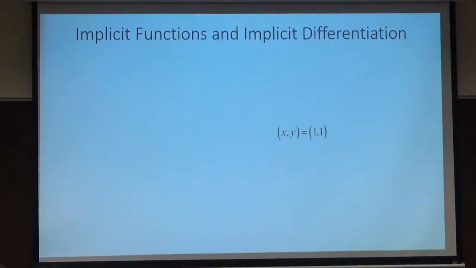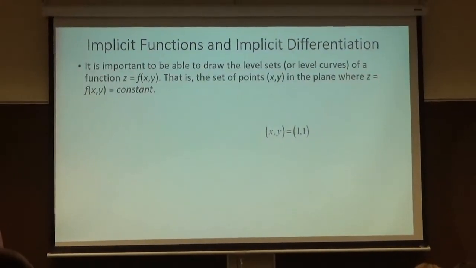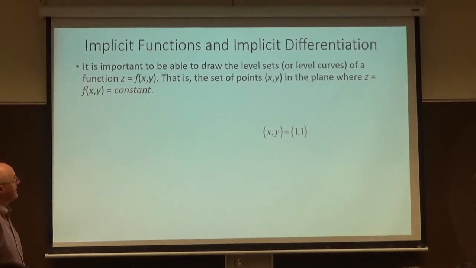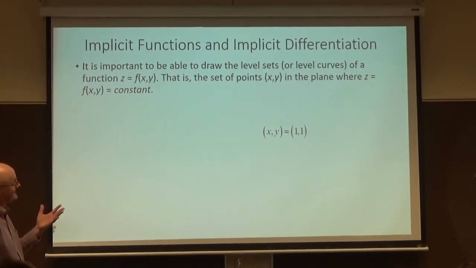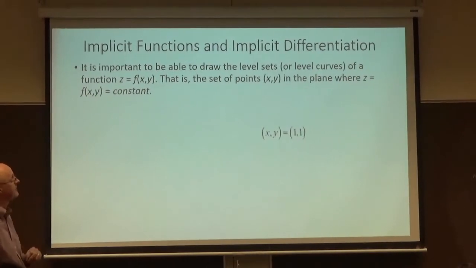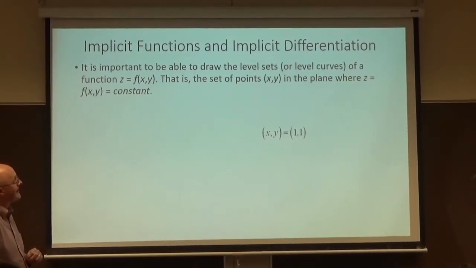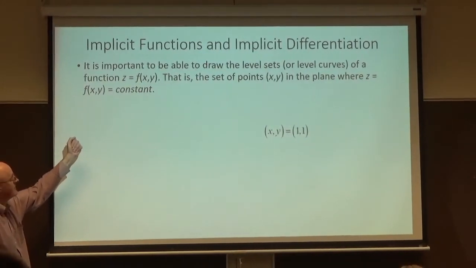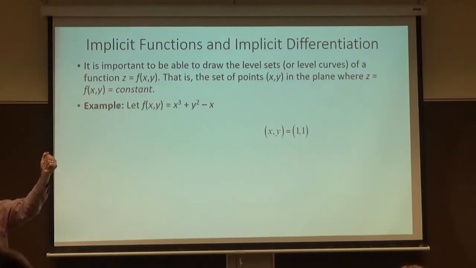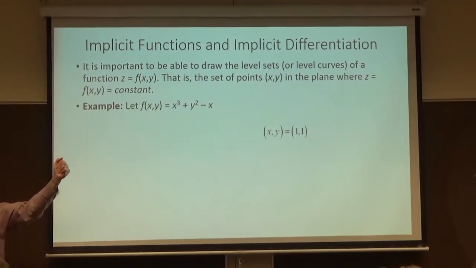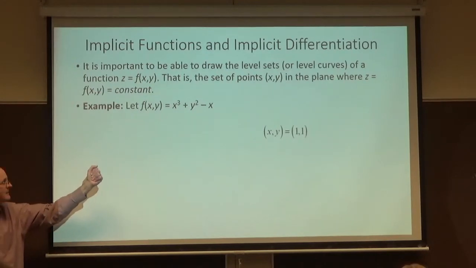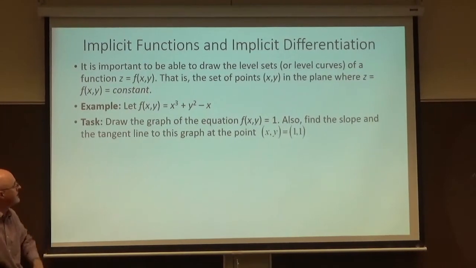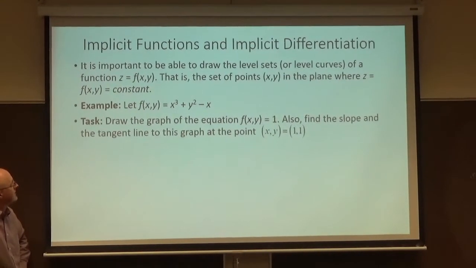This, I believe, is our last slide. It is important with multivariable calculus, for example, to be able to draw what are called level sets or level curves of a function like this of two variables. We'll go back to two variables. That is the set of points x, y in the plane where the function output is a constant. Example, let f of x, y be x cubed plus y squared minus x. Task: draw the graph of the equation f of x, y equals 1, and find the slope of the tangent lines in this graph at the point (1, 1).